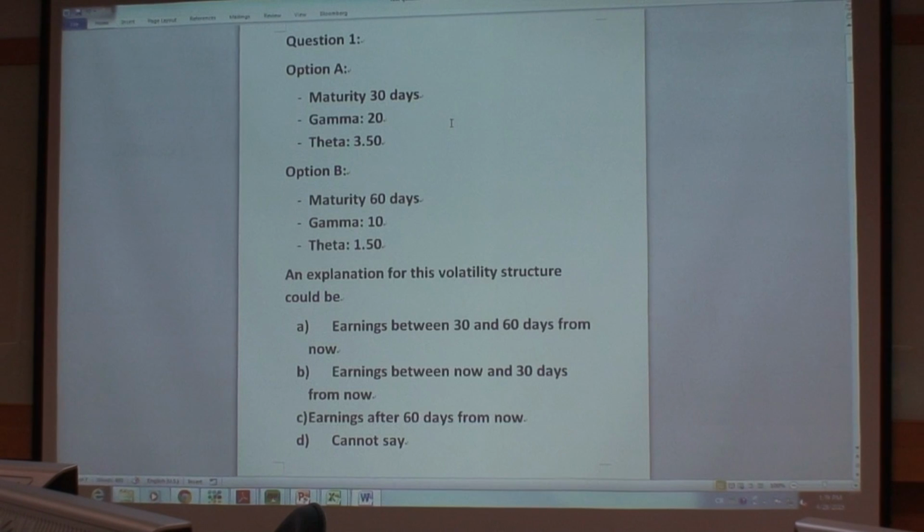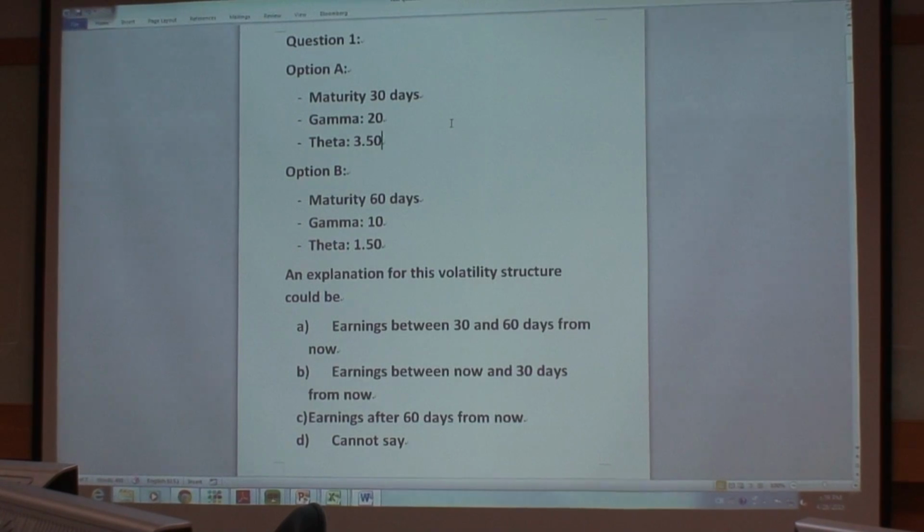So which explanation could make sense? If there would be earnings between 30 and 60 days, then it would be that second leg of 30 days that would be the most interesting, where the movement's expected. Then actually, option A should be cheaper than option B. At this moment, it's the other way around. Those first 30 days is where the action is, so those are the more expensive month to own an option in. So answer B is correct. The earnings must take place between now and 30 days.